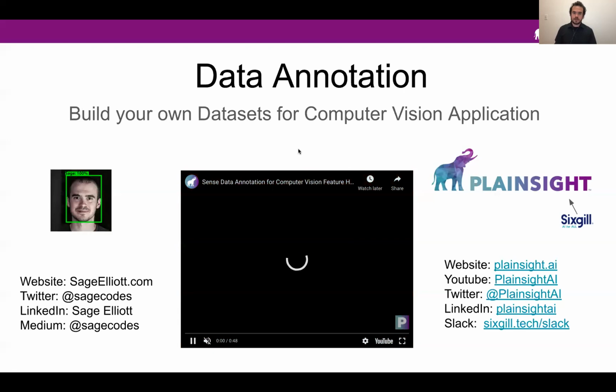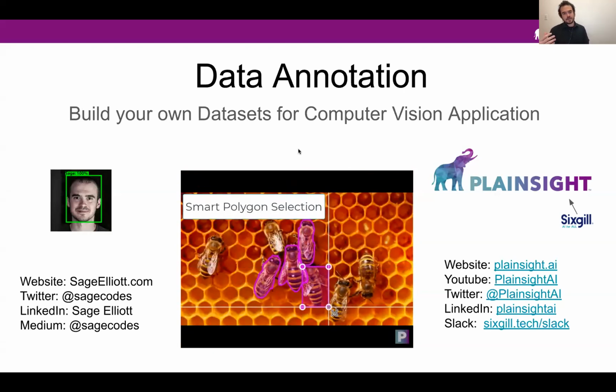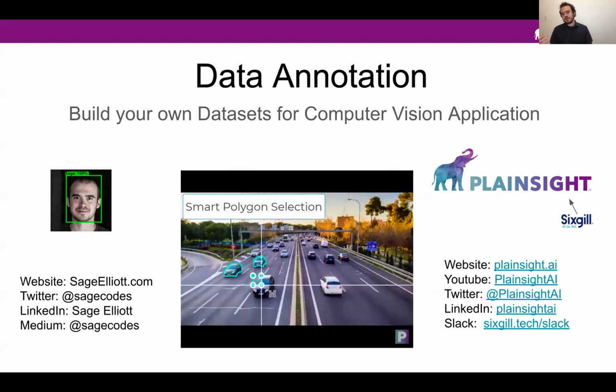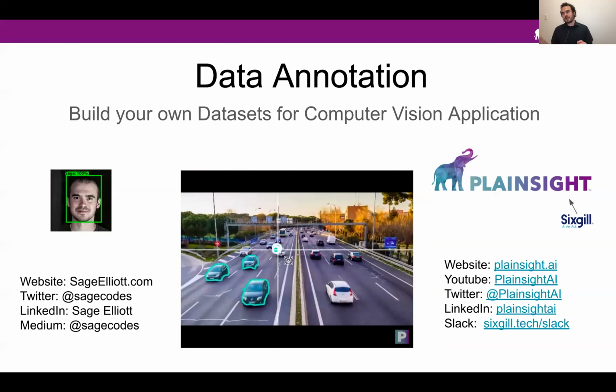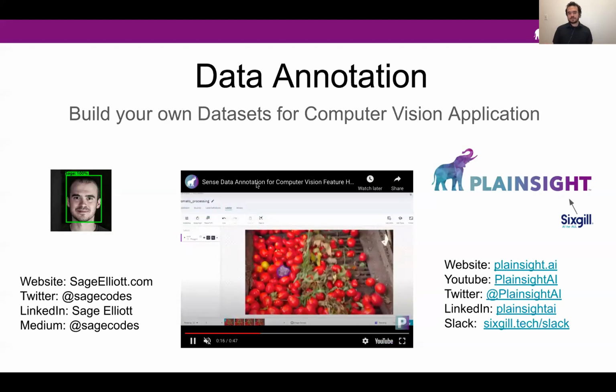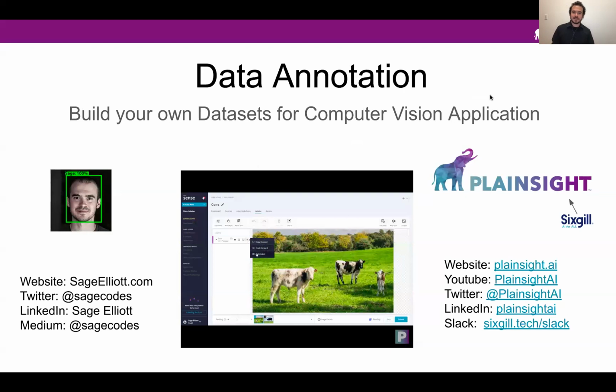We're also going to show off not only how to label for all these different kinds of applications, but also how to use features like smart polygon selection and auto label to really label your data a lot faster. So if anyone has had experience doing computer vision data sets before, hopefully some of these features will stand out to you and make you more excited about data labeling.